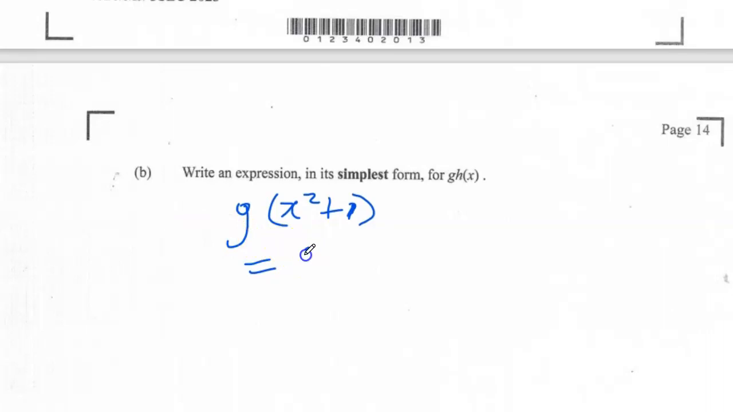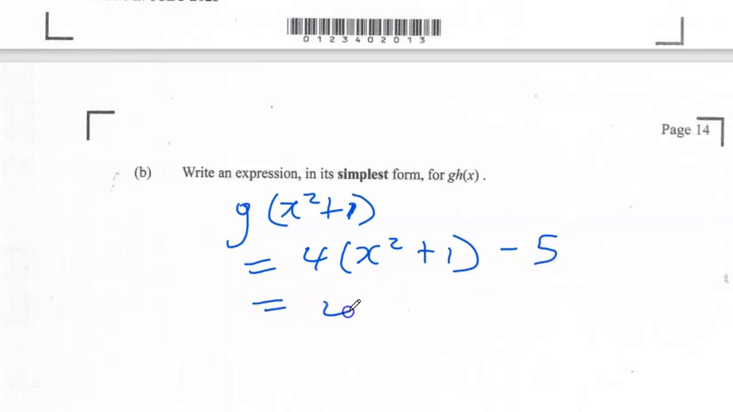So that's 4 times (x squared plus 1) minus 5. We end up with 4x squared plus 4 minus 5. So this is 4x squared, and 4 minus 5 is negative 1. That's the simplest we can put it.